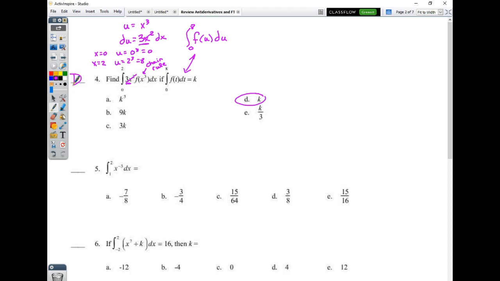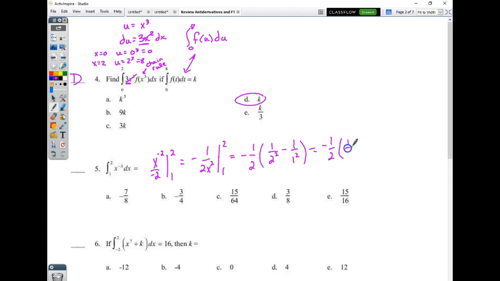All right, next up we've got question 5. Question 5, just like question 3, is a straight up antiderivative. It's already x to the negative 3, so I take the antiderivative of that, call that x to the negative 2 over negative 2, evaluated from 1 to 2, or rewriting that, negative 1 over 2x squared, evaluated from 1 to 2. I'll factor out the negative 1/2, evaluate that as 1 over 2 squared minus 1 over 1 squared, or negative 1/2 times 1/4 minus 1, which is negative 1/2 times negative 3/4, which after multiplying that through becomes 3/8.